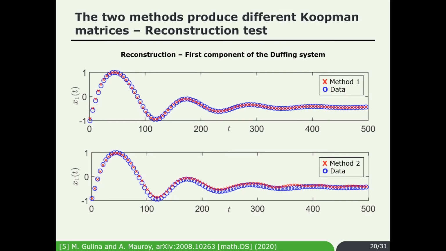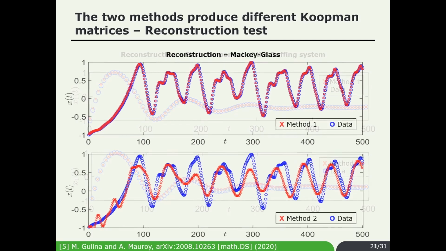These figures illustrate the reconstruction performance of the two methods for the Duffing system. The first method shows a perfect reconstruction, while the second one suffers some imperfections. This new figure illustrates the reconstruction performance of the two methods for the Mackey-Glass system. As before, the first method provides a perfect reconstruction. The second one has some difficulties but remains on the attractor.